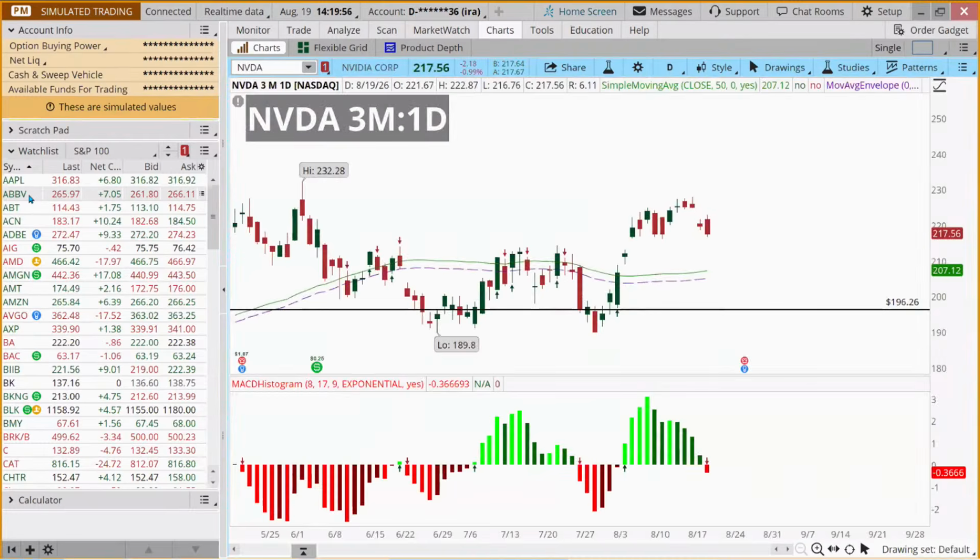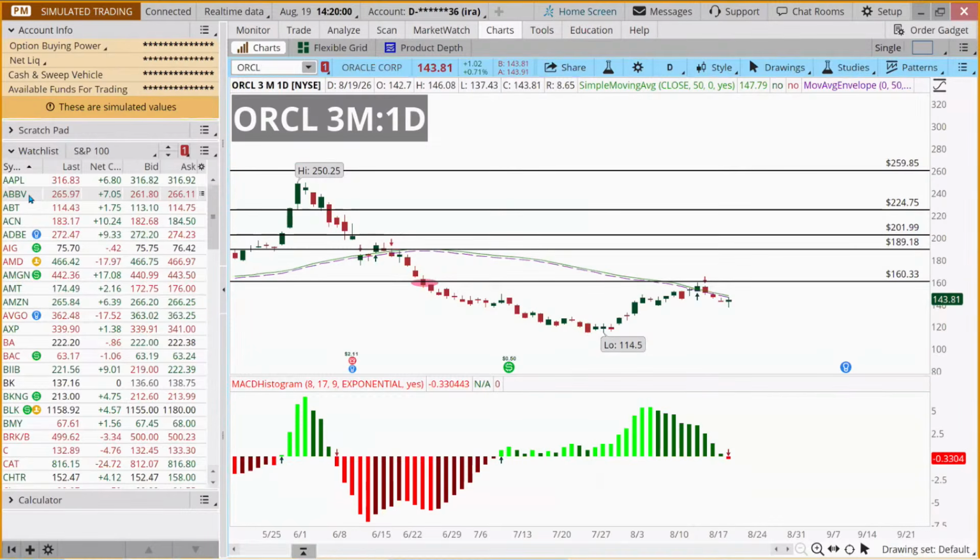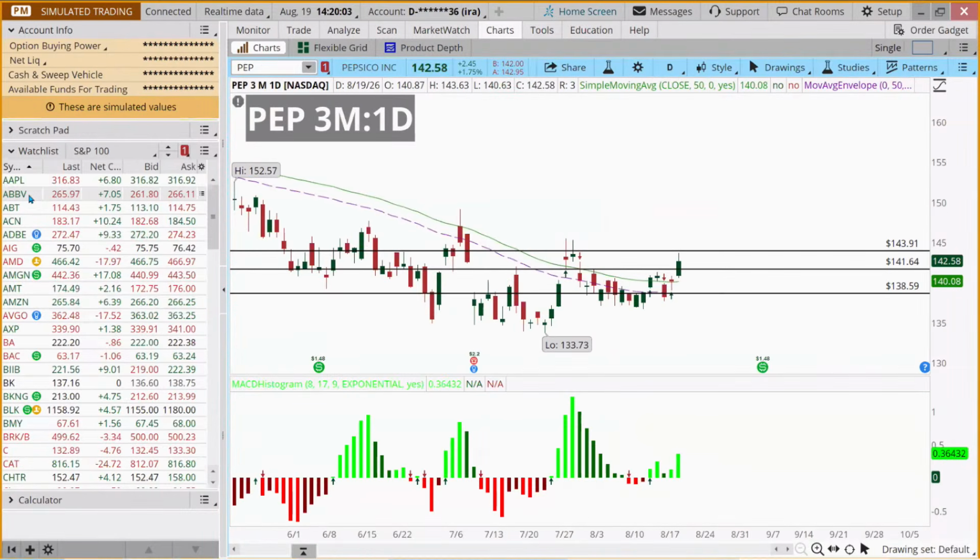Nike, below the moving average. Red arrow on the MACD on NVIDIA. Oracle, red arrow on the MACD. Pepsi, green arrow on the MACD, green arrow on the stock. Moving average kind of flat. Stock's been choppy, trading in the channel.